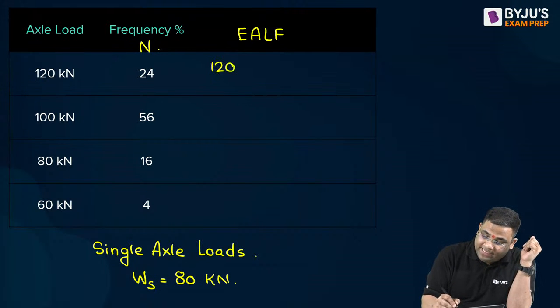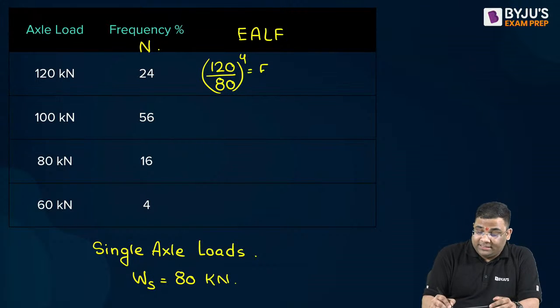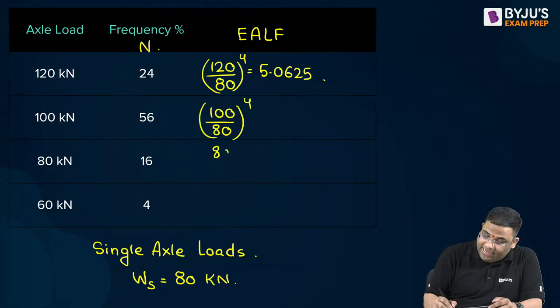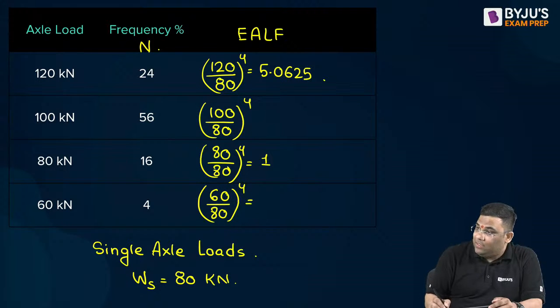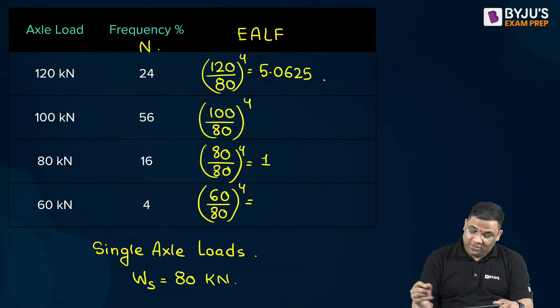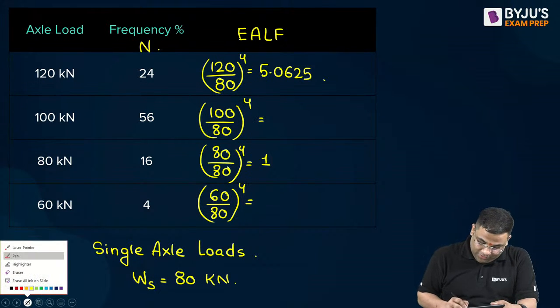Now, finding the EALF is very easy. First one will be 1820 divided by 80 to the power 4. We have already seen that is 5.0625. Next one will be 100 divided by 80 to the power 4. Please calculate it and give me. Then 80 divided by 80 to the power 4 will be 1. Then 60 divided by 80 to the power 4. Please give me this value.